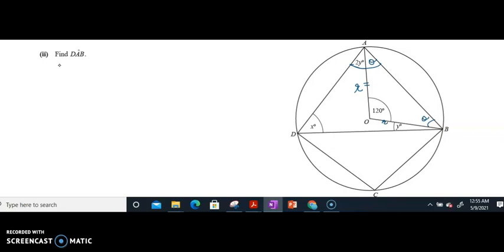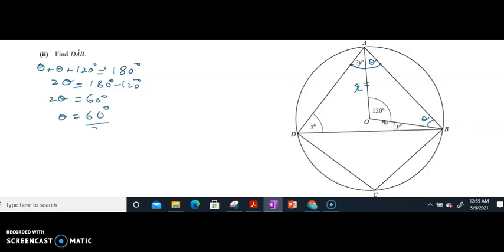We can easily find the angle theta by using the property of the triangle that the sum of all the interior angles in a triangle is 180. Therefore, theta plus theta plus 120 degrees is equal to 180 degrees. So 2 theta will be equal to 180 degrees minus 120 degrees. 2 theta is equal to 60 degrees, and hence we get theta is equal to 60 degrees over 2. Finally we get theta is equal to 30 degrees.